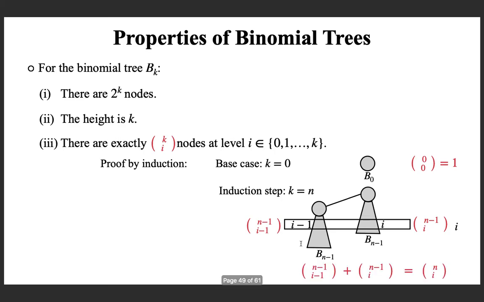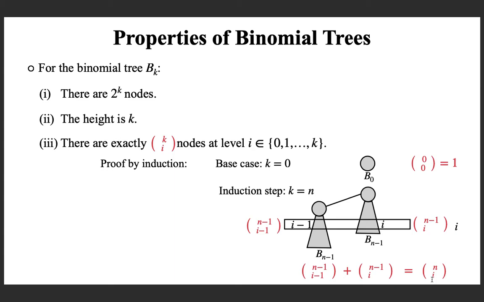And if you apply or substitute the formula for n minus 1 choose I minus 1 and n minus 1 choose I, and if you solve, you can easily observe that it is nothing but n choose I, and this completes the proof, because the induction step we proved is that when k is equal to n, it is n choose I.